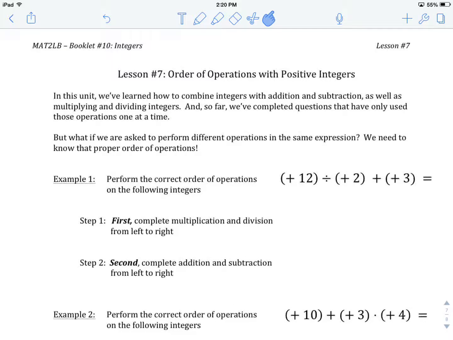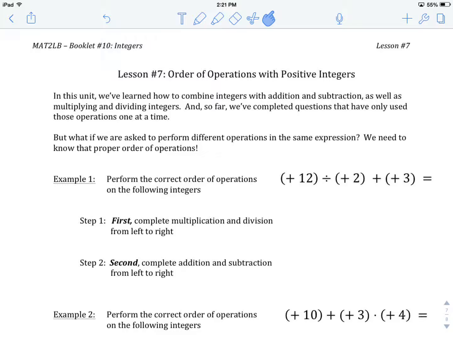Welcome to Integers, lesson number 7, order of operations with positive integers. So far we've worked with integers using our 4 basic operations in this unit: addition, subtraction, multiplication, and division. And up until now we've done each one discretely, meaning only one at a time. We've either done addition and subtraction or multiplication and division, but we haven't mixed them together yet.